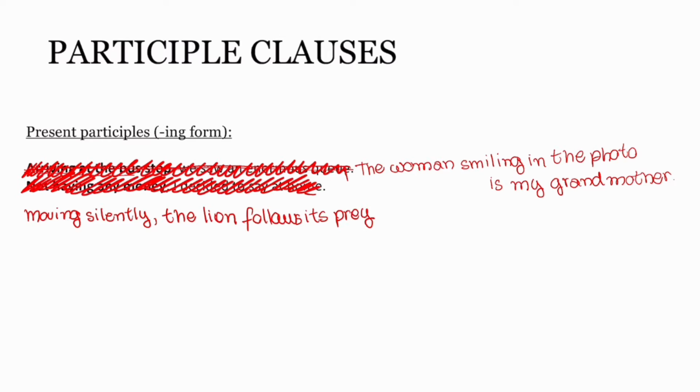So here first, the woman smiling in the photo is my grandmother. So instead of saying the woman who is smiling in the photo is my grandmother, you can just shorten it up, which is the whole point of participle clauses, to make our writing and speaking more economical, efficient, and sometimes more elegant. And next up, moving silently, the lion follows its prey. So here we are using it to express the manner in which the lion is following its prey.